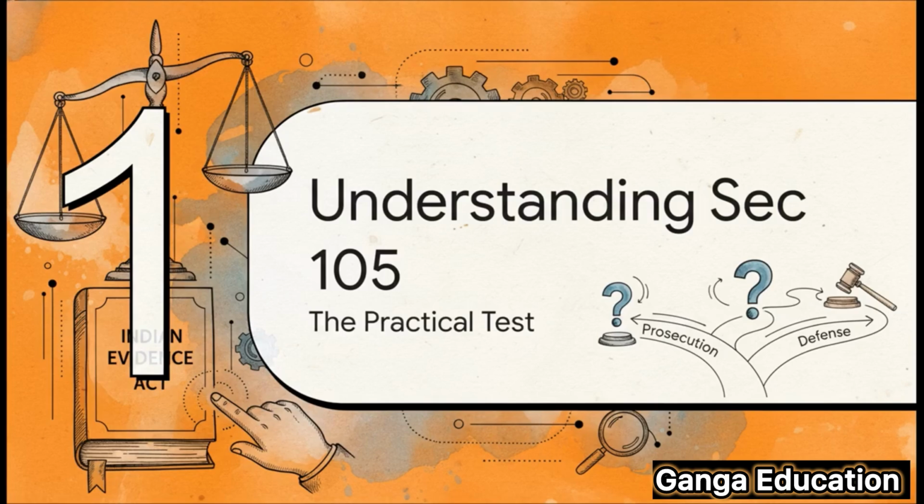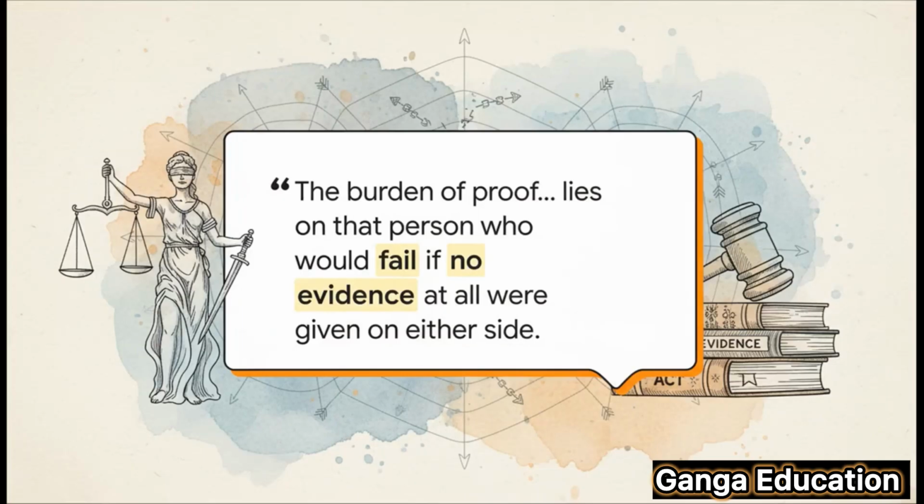All right, first up, let's get to the heart of Section 105. Think of this section as providing a very simple, almost common sense test to figure out who has the job of proving a fact in court. Now, that's the exact wording from the law, but what does it actually mean? Well, in simple terms, the court asks a hypothetical question. What if nobody presented any evidence at all? Who would lose the case right now? The person who would lose, that's the person who has the burden of proof. It's a pretty neat concept, and we call it the failure test.